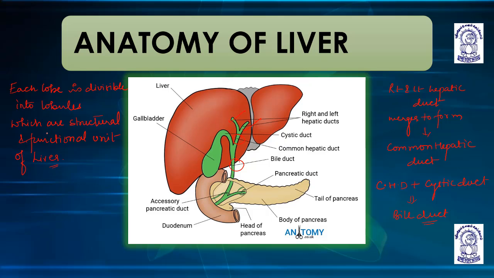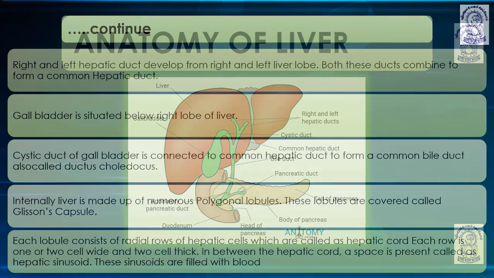Understood? Okay. You can see the accessory pancreatic duct, duodenum, head of the pancreas. Right and left hepatic ducts form the common hepatic duct. The common hepatic duct, along with the cystic duct from the gallbladder, forms a bile duct.